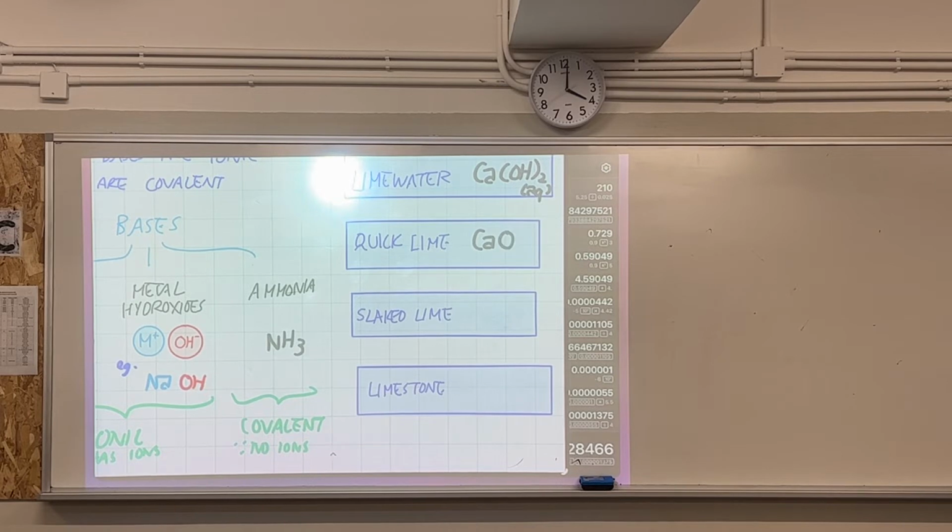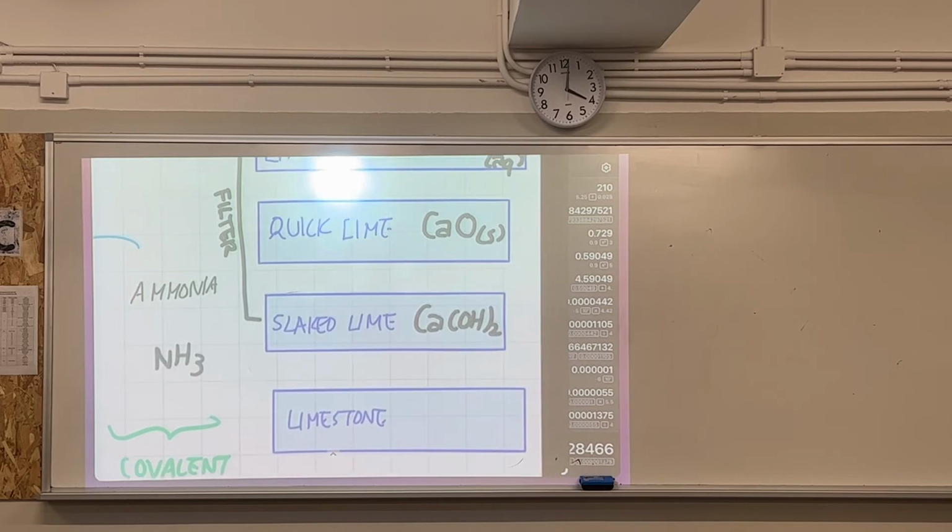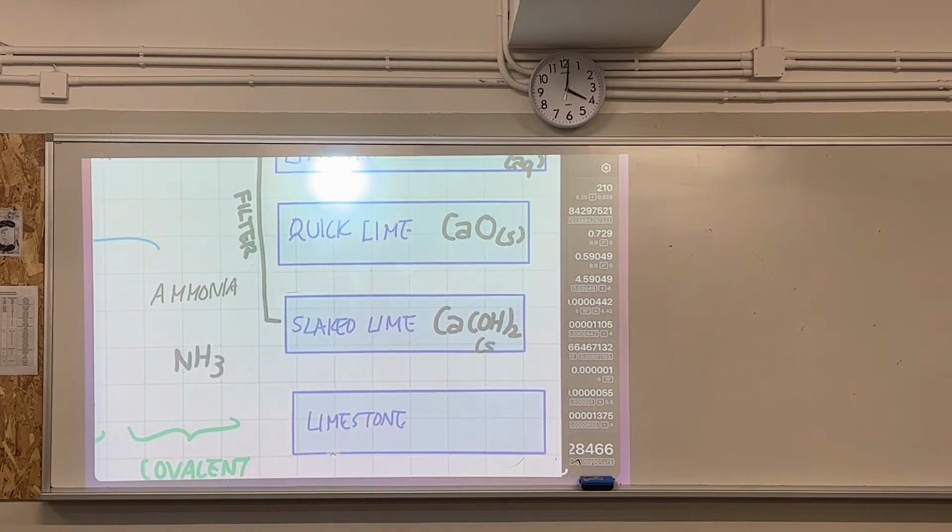Calcium oxide. It is calcium oxide. Slaked lime is calcium hydroxide as well, which means they are really the same thing. So slaked lime, when you filter it, you'll get lime water. That's because slaked lime is both solid and aqueous calcium hydroxide. When you filter off the calcium hydroxide solid part, you will have only the aqueous part left.